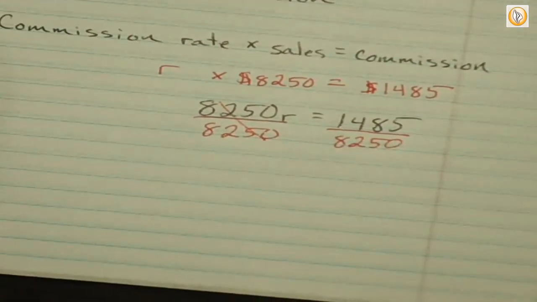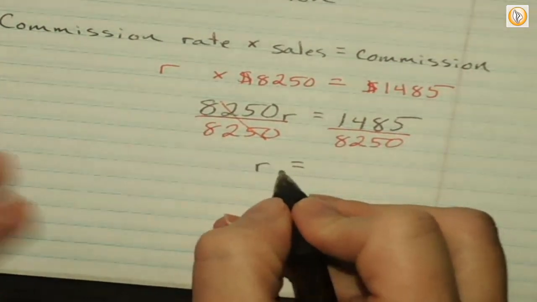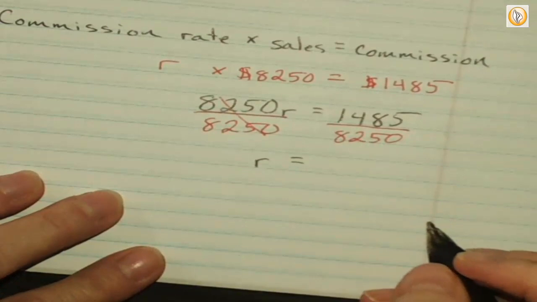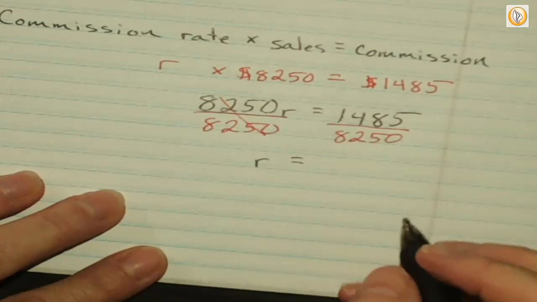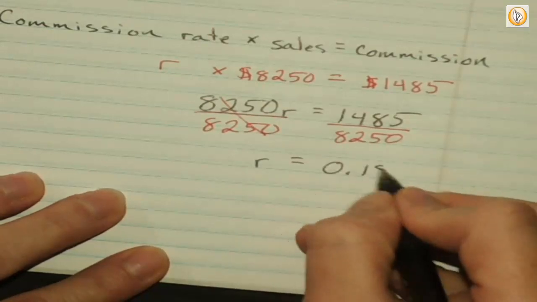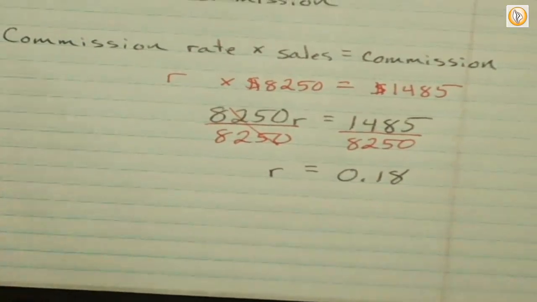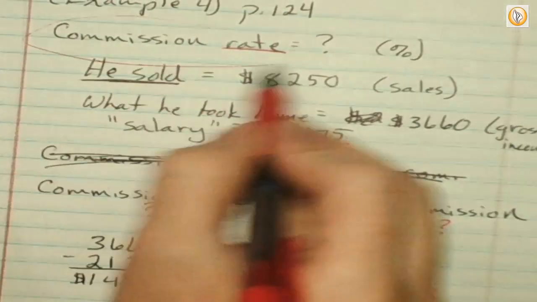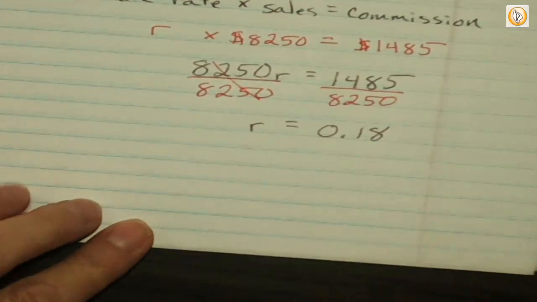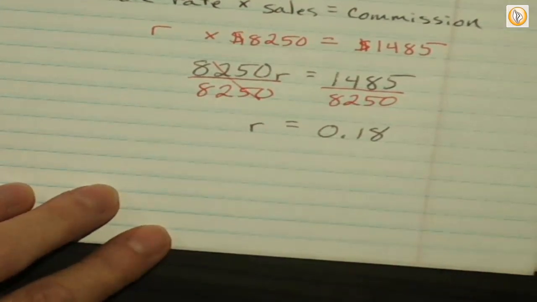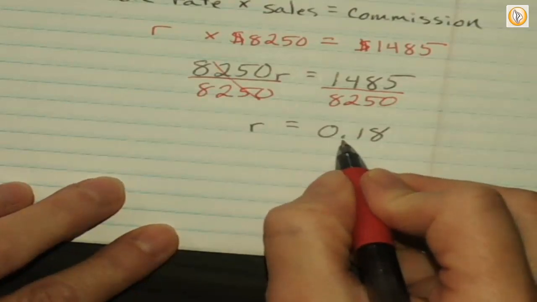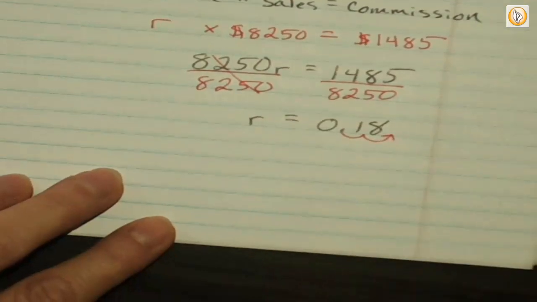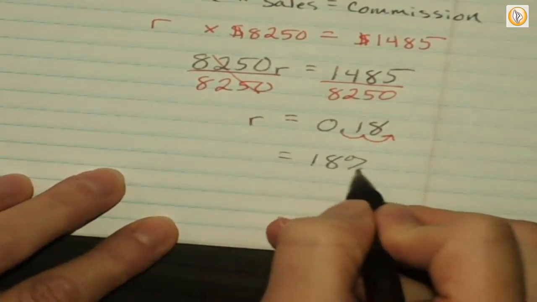So then we cross that out, and R equals, Chap, tell me what you get. 18%. No, that is not what you originally got. What did you get? 0.18. Very good, Chap. 0.18. However, we are looking for commission rate. So we need to change that to a what, Chap? Percent. Very good. Now, how do I do that? You move the decimal over how many places? Twice. Which direction? To the right. So then his commission rate is 18%.